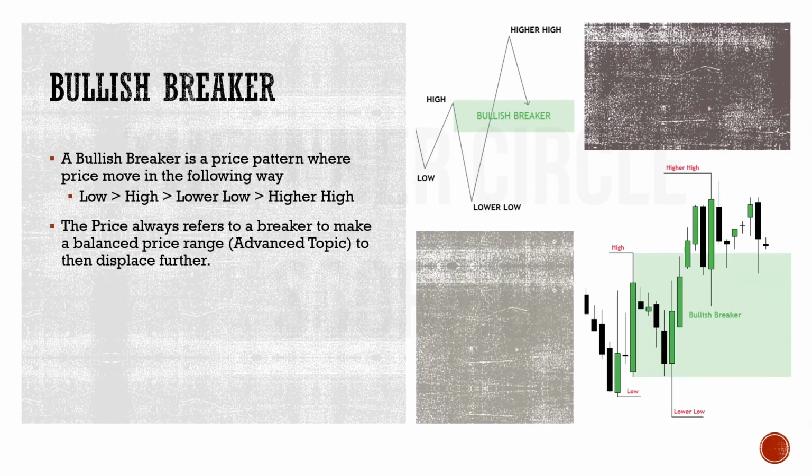Bullish breaker, pretty similar to bearish breaker, in which now in bullish breaker we make a low, a high, a lower low, and a higher high. The candle of the high would be the bullish breaker. The price always refers to a breaker to make a balanced price range to then displace further. So here we made a low, we made a high, we made a lower low, we made a higher high. So this candle which made the high would be our bullish breaker.